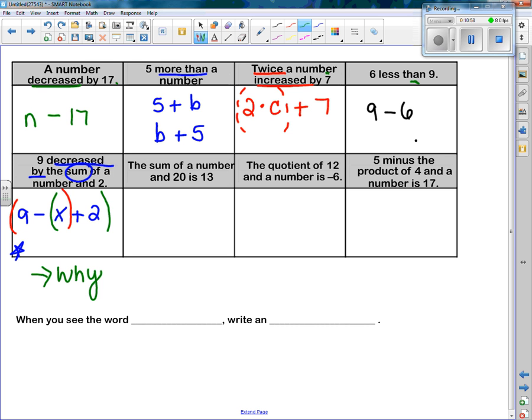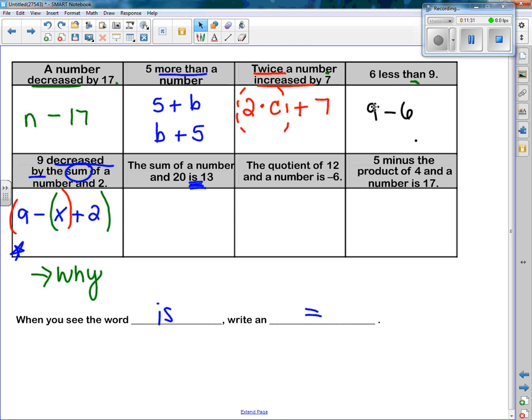Okay, next one. Here's going to be our first equation, and you may be thinking to yourself, how do I know that this is an equation? Here's the most important thing. Anytime you see the word is, that represents an equal sign. So let's fill that in right now. When you see the word is, write an equal sign. And again, as a reminder, anytime you see an equal sign, that means you're going to be working with an equation.